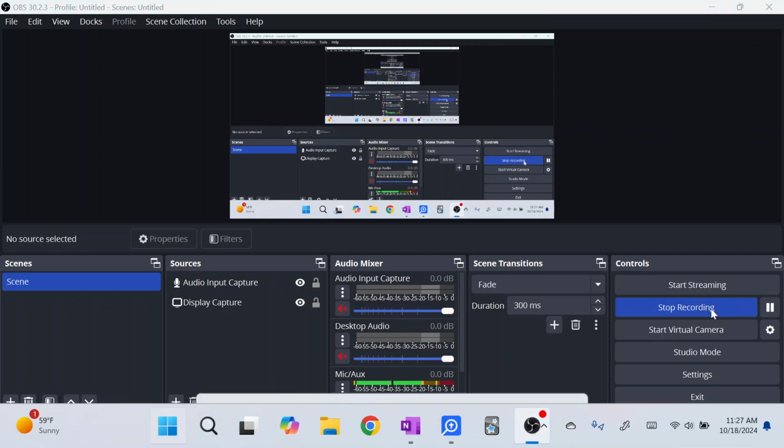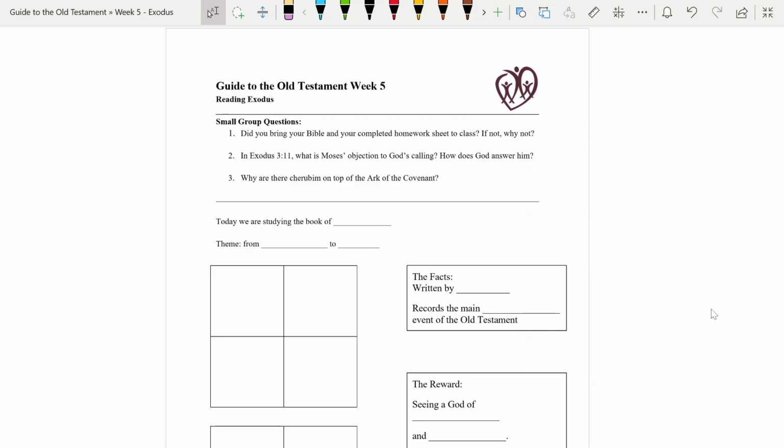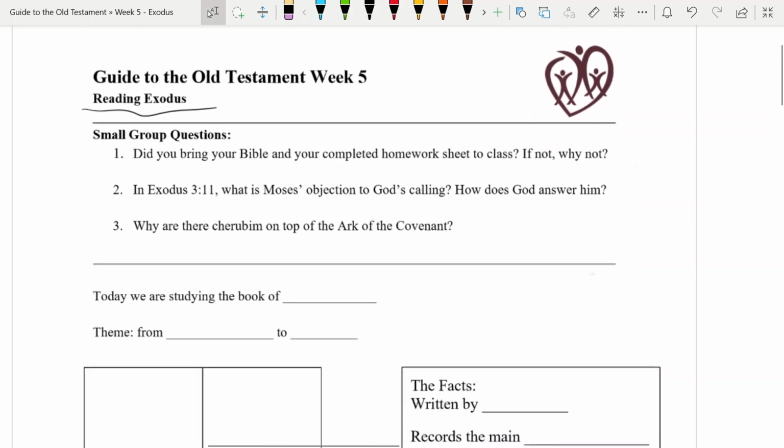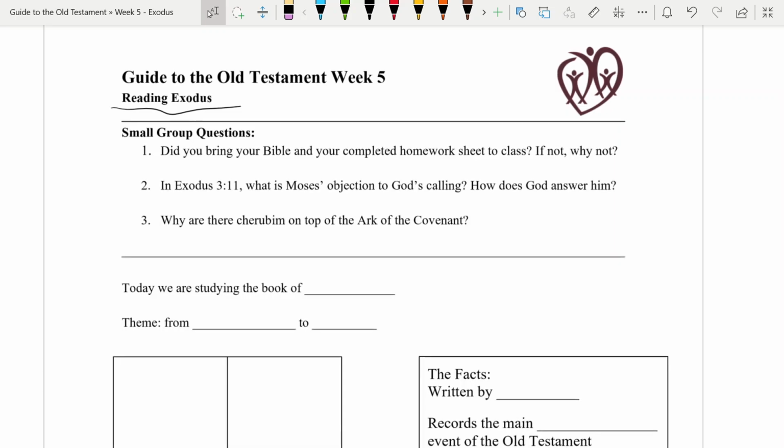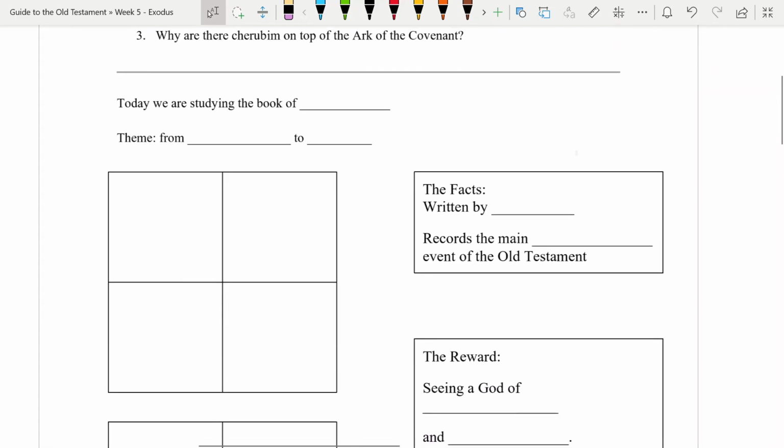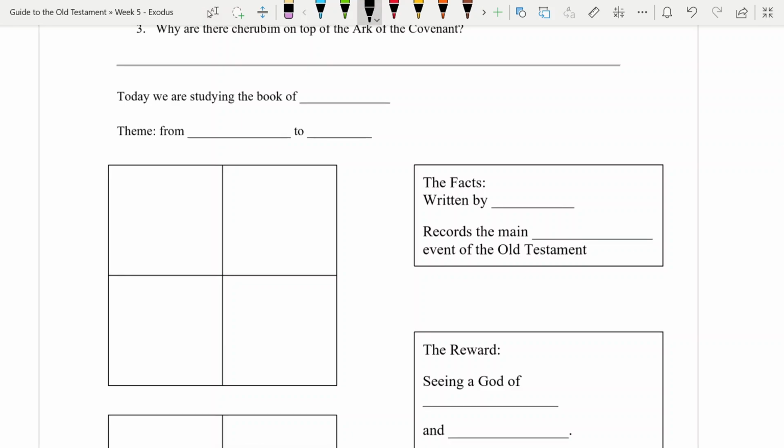All right. Welcome to Guide to the Old Testament, week 5. This week we are focused on reading Exodus. So we have a few small group questions here based on your homework. And we can get started with our fill in the blank notes here.